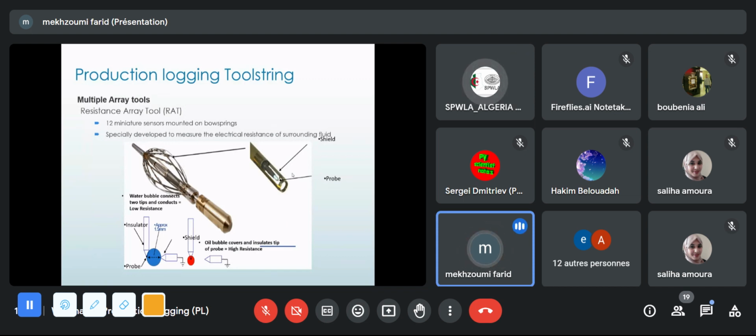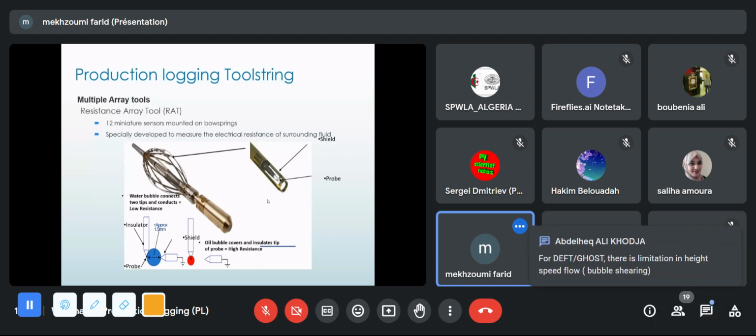Usually we cannot run RAT here. If your phase is not a problem. If you have three phase, we need to run like this.